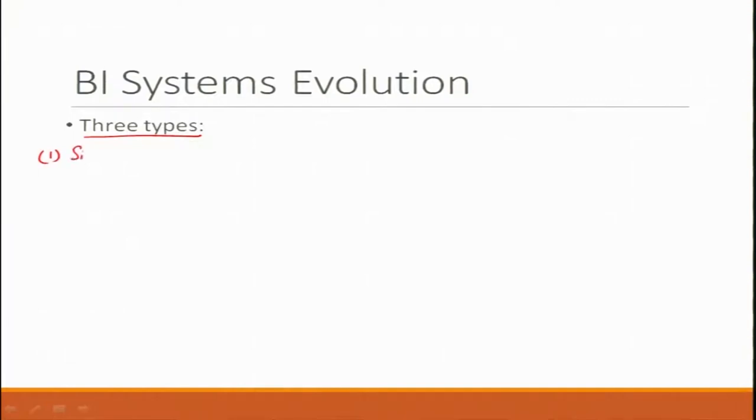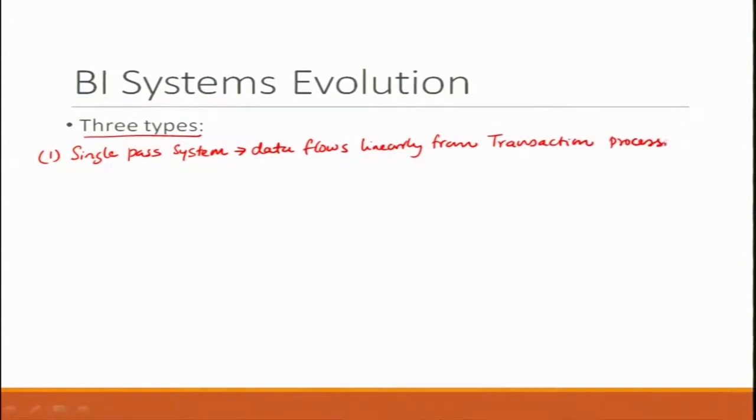The first evolution is what we call the single pass system, and the single pass system is where data flows linearly from transaction processing to BI, business intelligence, and reports are generated and used by the analyst.